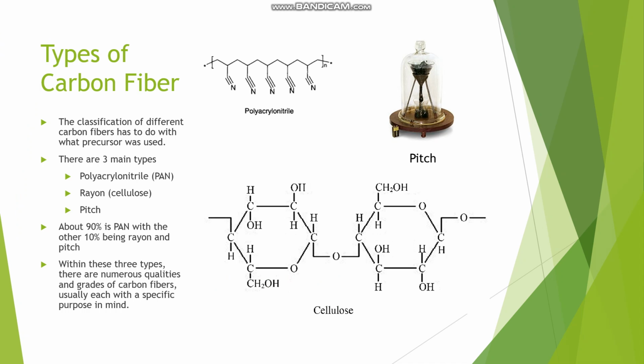The three main types are polyacrylonitrile, or PAN for short; rayon, which is a cellulose polymer, or has a structure similar to the cellulose polymer; and pitch, which is like the tar-like substance from trees. About 90% of carbon fiber production is actually PAN, with the other 10% being rayon and pitch. And like I said, within these three types, there are numerous qualities and grades for carbon fibers, usually each with a specific purpose in mind.